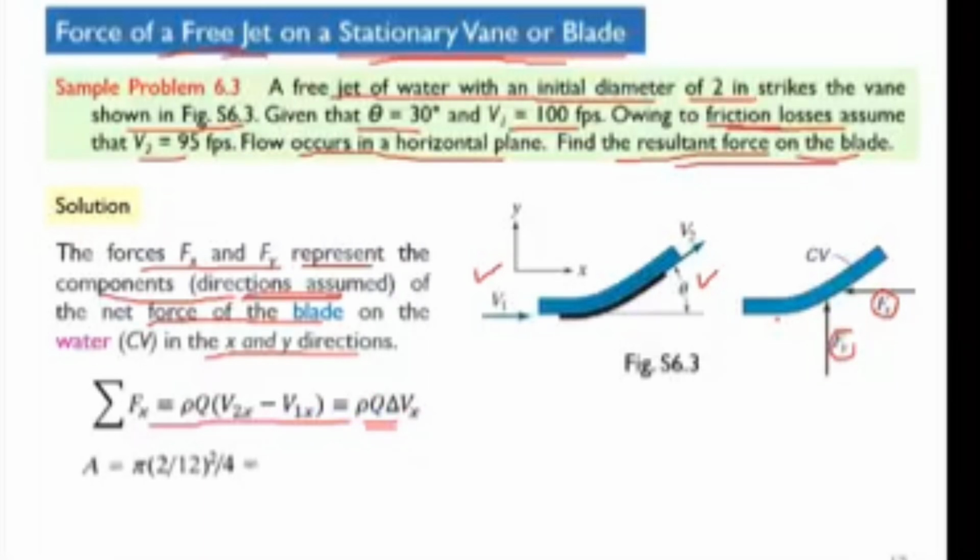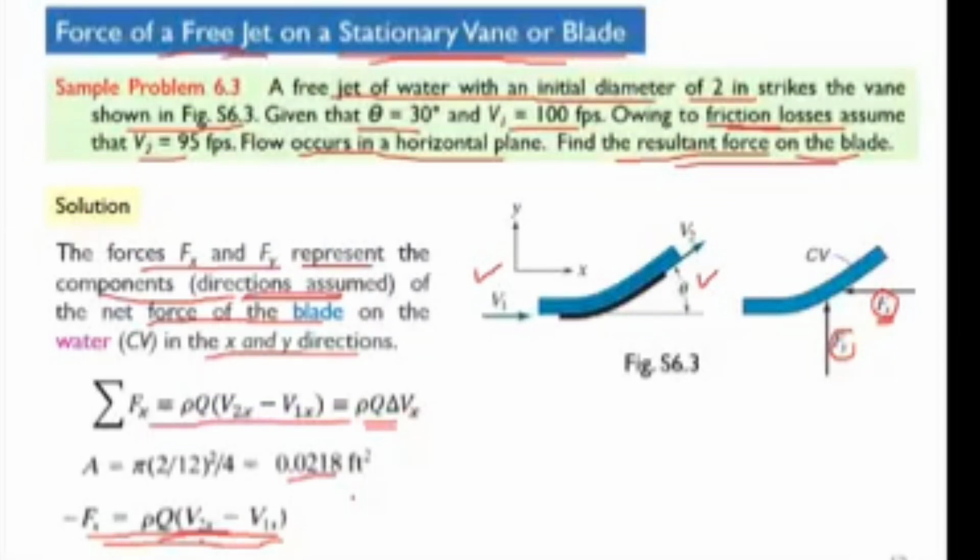The diameter of the jet is 2 inch. So the area you can easily calculate, pi by 4 into d square. Now we have this expression here. So we do not have any other forces in this case. So we just assume that minus Fx in this direction is equal to rho q into v2x minus v1x, means the change of velocity in the x direction, clear?